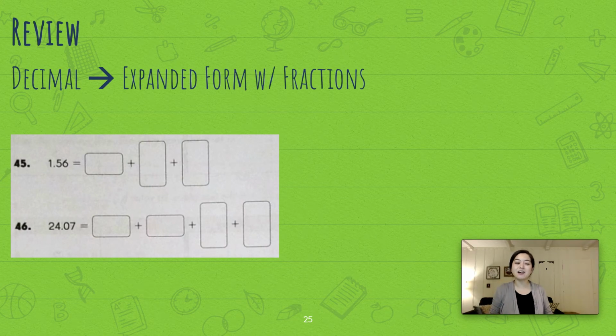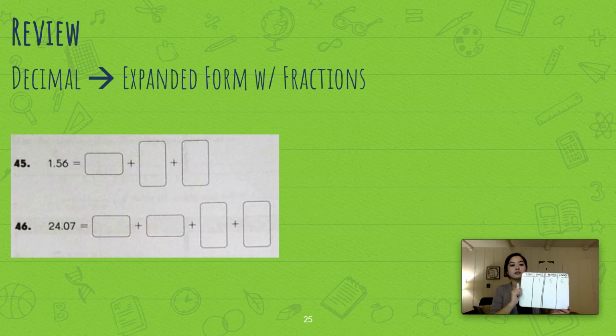Okay, welcome back. Alright, so what I'm going to first do is I'm going to put this in my handy dandy place value chart. Okay, so I'm going to copy it exactly as I see it. Okay, so I see 1.56 like this, right? So how many ones do I have? I have 1. How many tenths do I have? I have 5 tenths. How many hundredths do I have? I have 6 hundredths. Okay, so this is going to become 1 plus, and then the fraction 5 tenths plus the fraction 6 hundredths. That's it, okay?